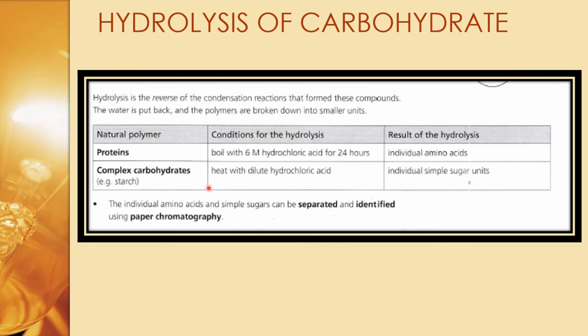So you heat the sample X with dilute hydrochloric acid. As a result of the hydrochloric acid, you get the individual simple sugar units. To identify the simple sugars, you use paper chromatography. That's all for hydrolysis of carbohydrate: the condition of hydrolysis, what you need to do, and the results of hydrolysis.